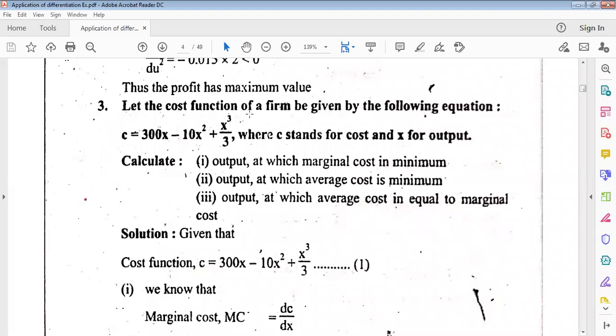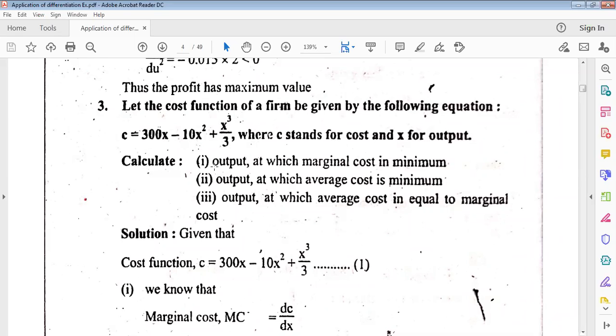Now example 3. Let the cost function of a firm be given by the following equation. C equals 300x minus 10x square plus x cube by 3, where C stands for cost and x will be output, that means the number of units produced.